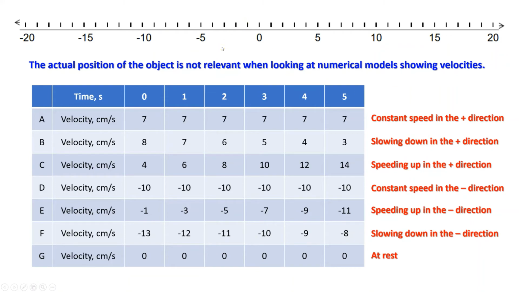So for velocity values, you look at the sign of the value to know what direction the object's moving. You look at the absolute values of those velocities to know what's happening to the speed.